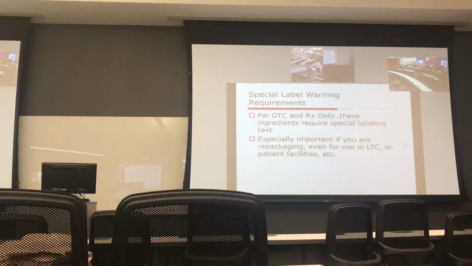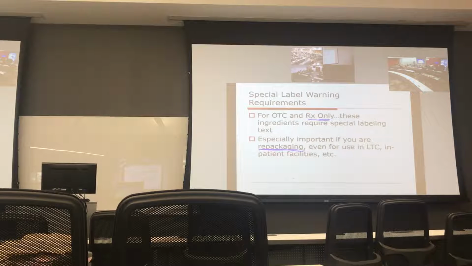Okay, then there are some special label warning requirements, and again, because they separate these out specifically, I'm going to go over these. And I want you to at least have an idea of these for the MPJE. I'm not going to get specific on the exam of which drugs require special warning labels, but these can be included on OTC and prescription only. Some of these are prescription only products, and they require the special labeling to be included on the packaging so that you can remind patients about it. This is especially important if you're repackaging, because it has to be included on repackages as well.